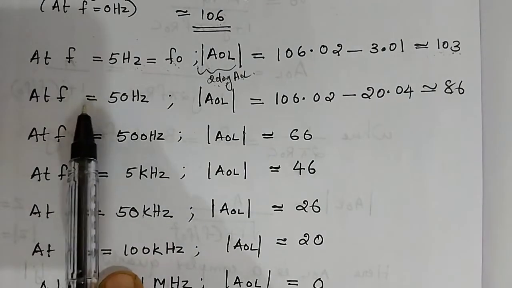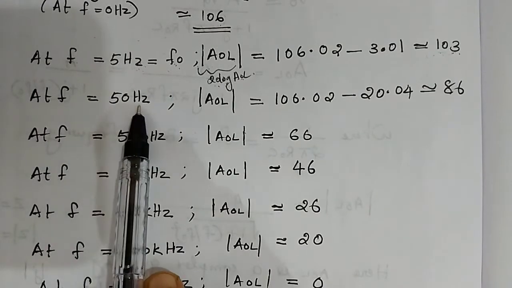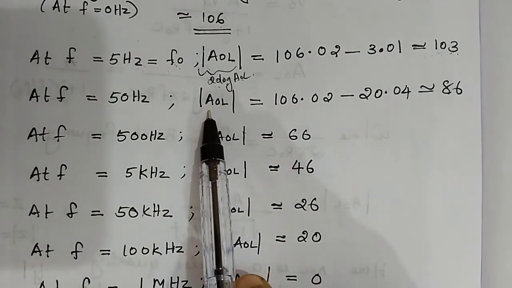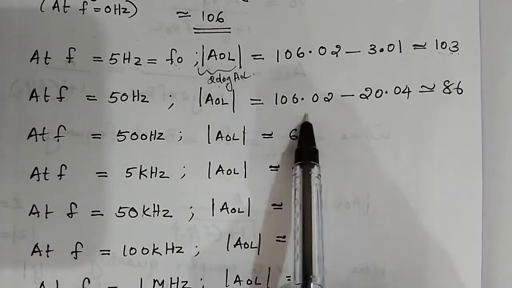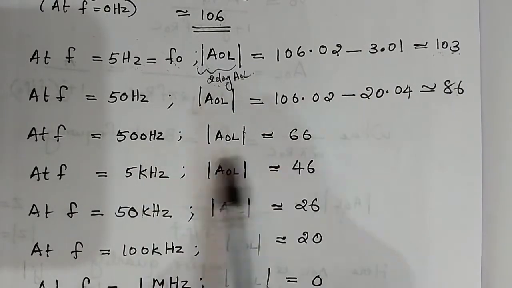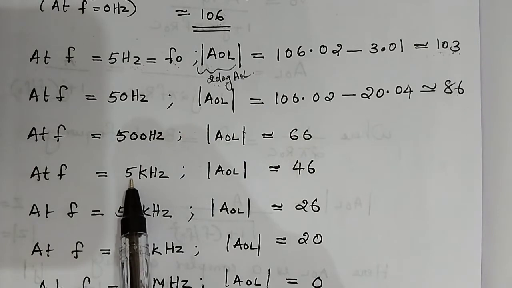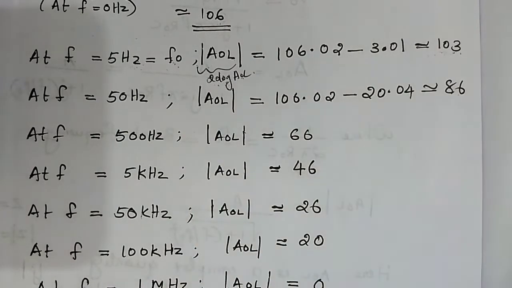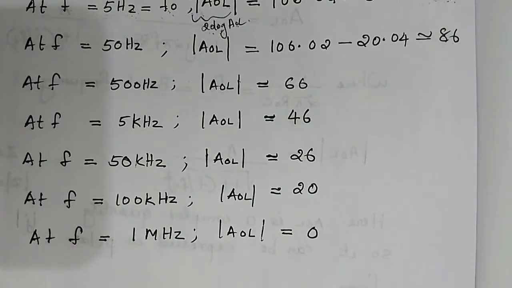Then we take another frequency, f is equal to 50 Hz. We obtain the gain in dB is equal to 86. Then for 500 Hz, 66. For f is equal to 5 kHz, 46. And for f is equal to 50 kHz, 26. Then 100 kHz, it's 20. And for 1 MHz, the gain in dB we obtain as 0.